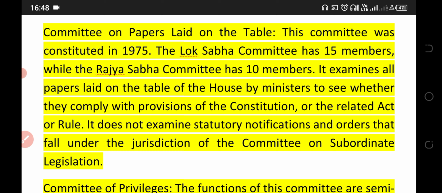The Lok Sabha committee has 15 members, while the Rajya Sabha committee has 10 members. It examines all papers laid on the table of the House by the minister to see whether they comply with provisions of the Constitution or related act or rule. It does not examine statutory notifications and orders that fall under the jurisdiction of the Committee on Subordinate Legislation.